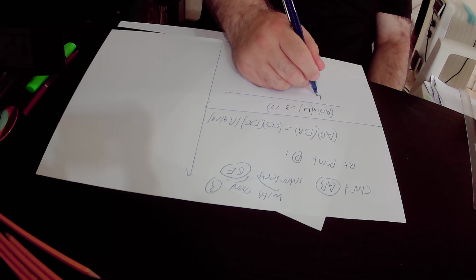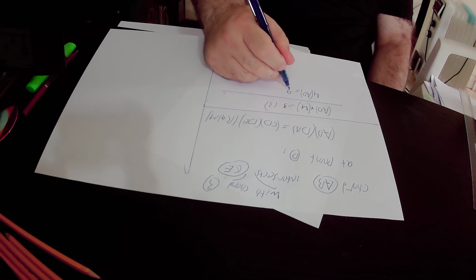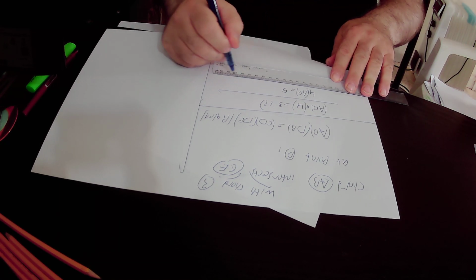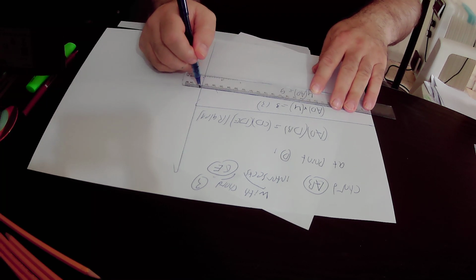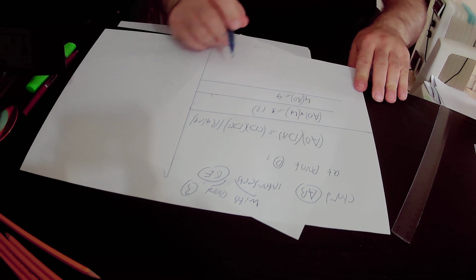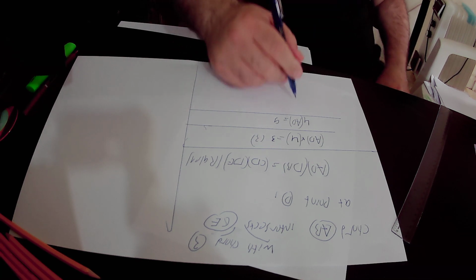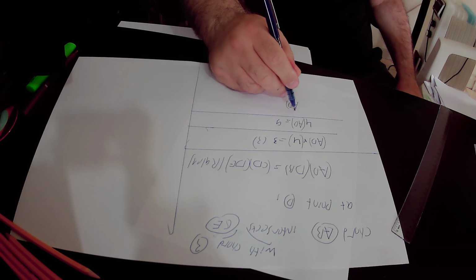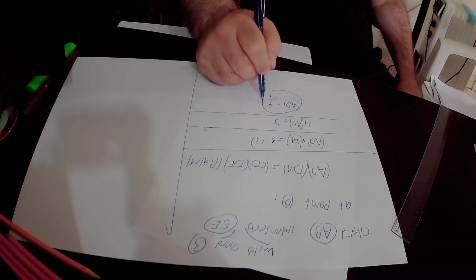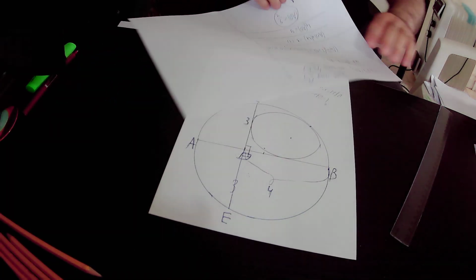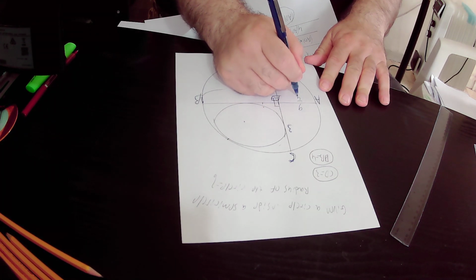So 4 AD equals 9. 4 AD equals 9. Here we divide this equation by 4 and we get that AD equals 9 over 4. We found out that AD equals 9 over 4. So we can write here that AD equals 9 over 4 units.